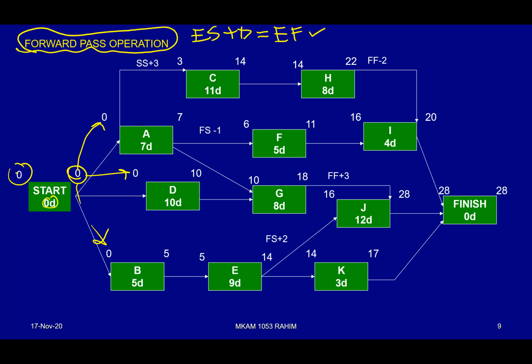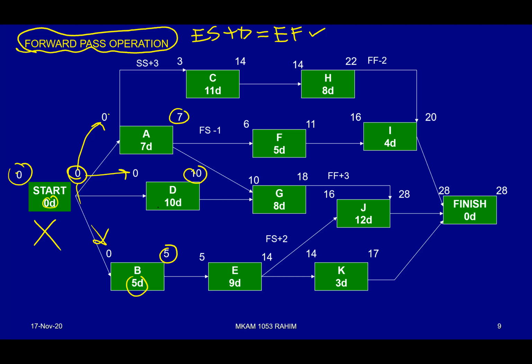So A, B, D start with 0. Actually, they are starting relationships anyway. Even without the start milestone, the 0 will be put inside the box anyway. Do the calculation inside the box. 0 plus 7 equals 7. For D, 0 plus 10 equals 10. For B, 0 plus 5 equals 5. Okay. Now we already completed A, D, B.